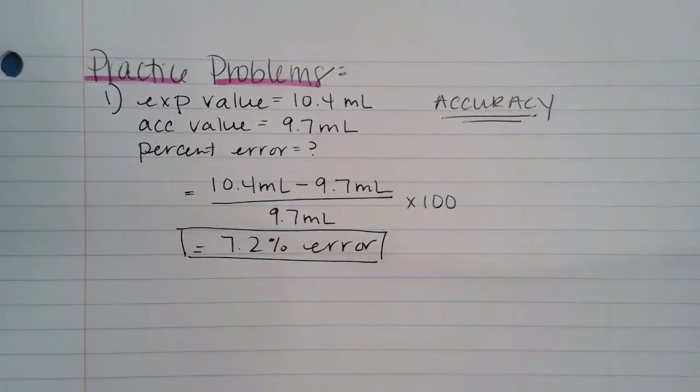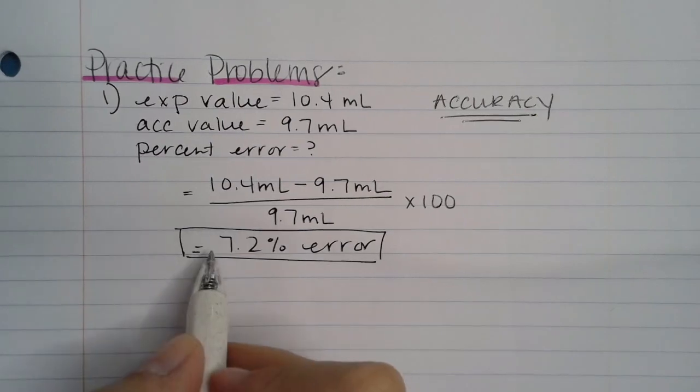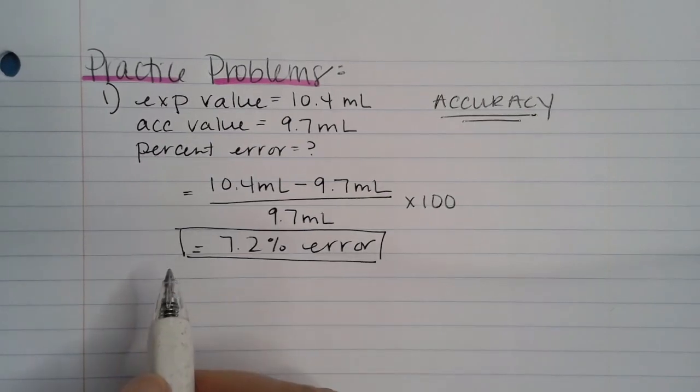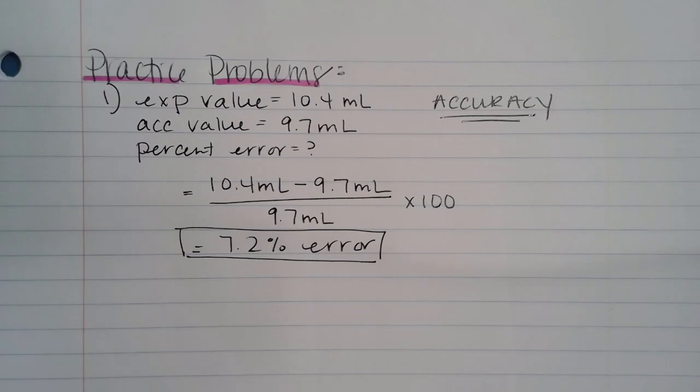Now, the question isn't asking this, but is this student accurate? We would say yes, because it's below 10%. Something else I should say is if you get a negative value, that's okay. The negative value just means that you got less than what you should have gotten.